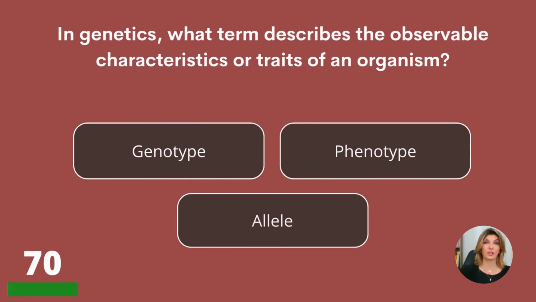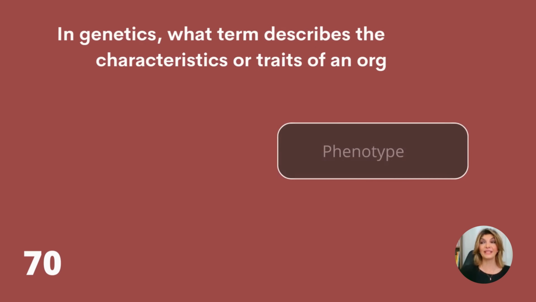In genetics, what term describes the observable characteristics or traits of an organism? Genotype, phenotype, or allele? Phenotype.